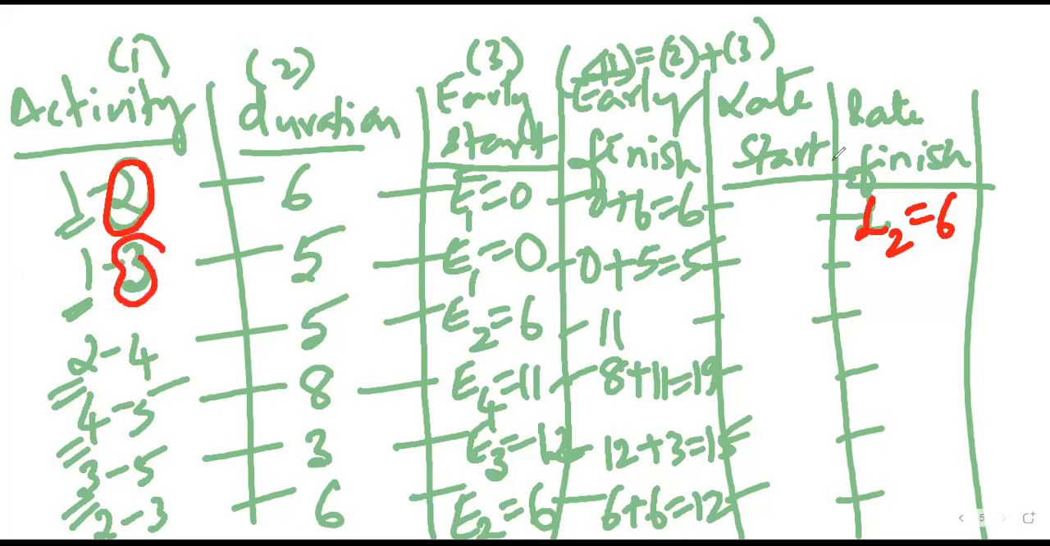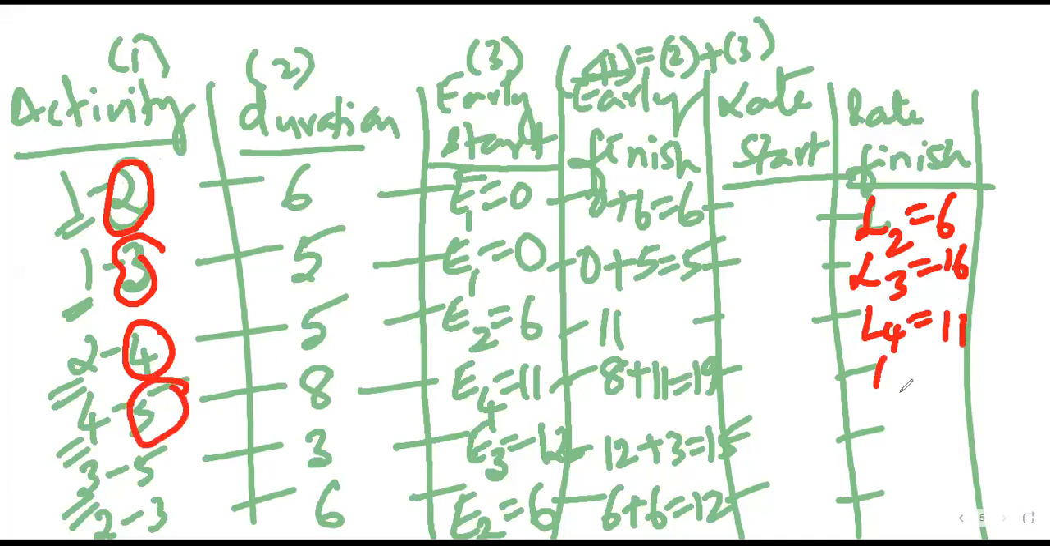Next. L3. 16. L3 is 16. Okay. L4. L4 is 11. Next. L5. 19. Next one same, L5, 19. Next. L3. 16. So we have to write the equation for this.